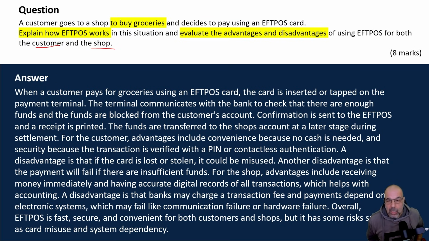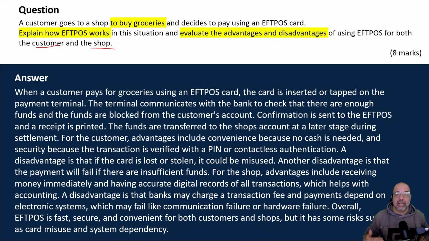For the shop, advantages include receiving money immediately and having accurate digital records of all transactions, which helps with accounting. And this is what we were saying. For the shop, as soon as you make a payment using a debit or a credit card using electronic funds transfer, then their accounts are updated immediately. Their stock is updated immediately.